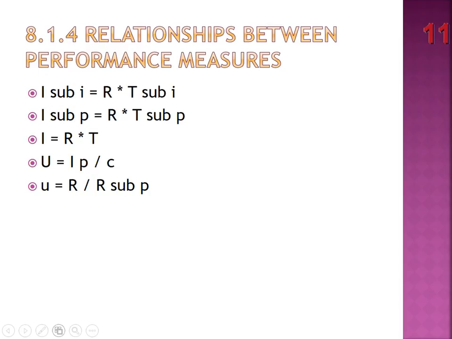Total inventory is still equal to total throughput times flow time. Our utilization is equal to I sub P, which is the inventory in processing, divided by the number of servers. And our utilization is also the throughput of the process divided by the throughput of the processing time. Okay?